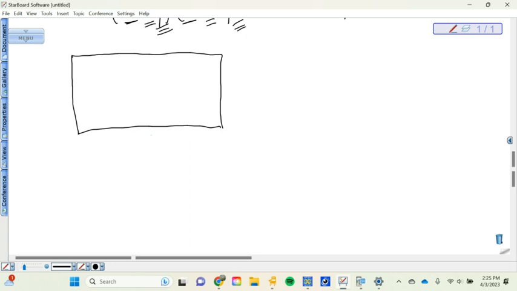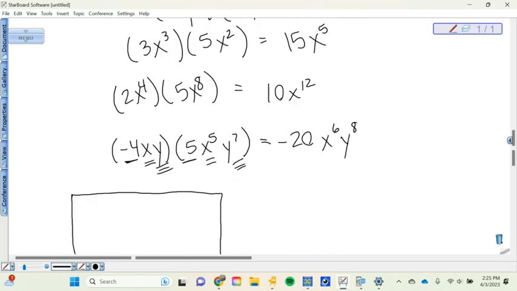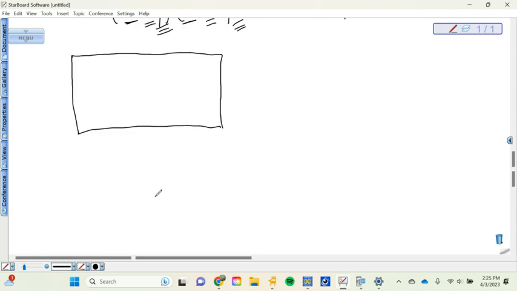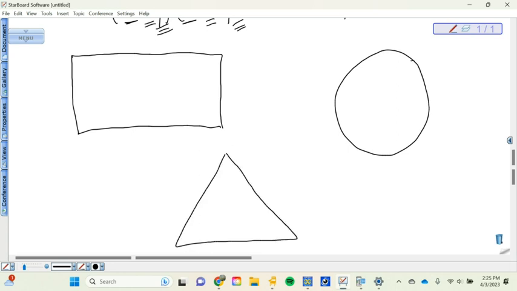Then on the back of your paper, the front side of your paper is going to be doing exactly what we just did, this kind of stuff. The other half of your paper, you're finding the area of different shapes. We're going to look at rectangles, circles, and triangles.